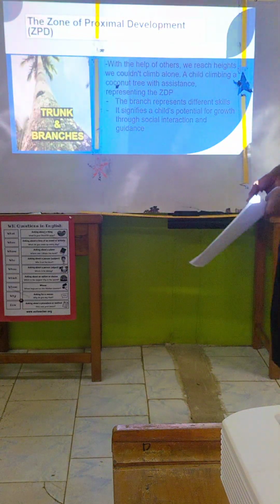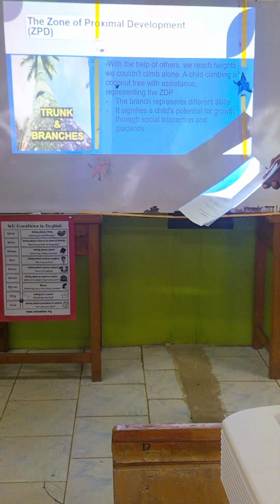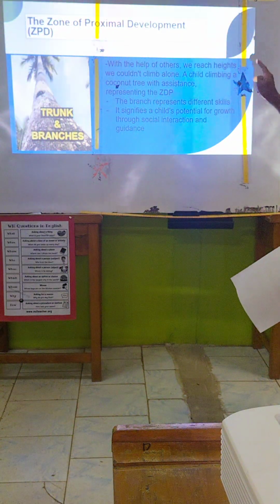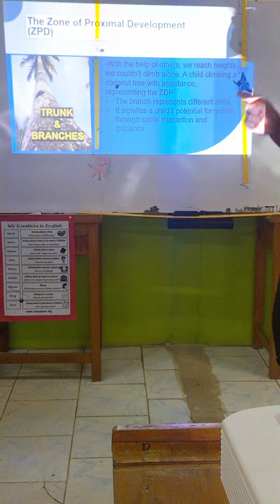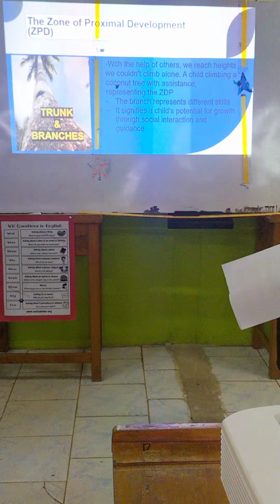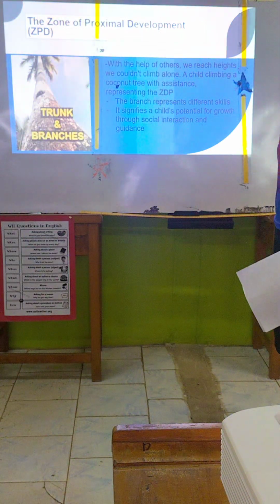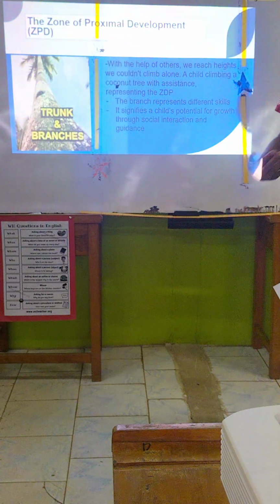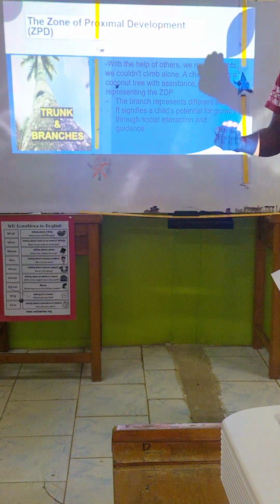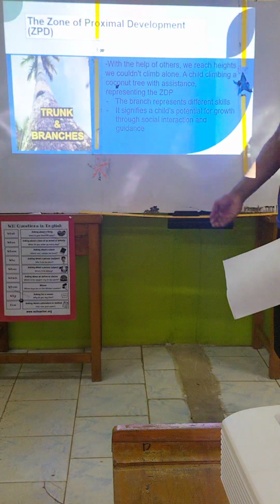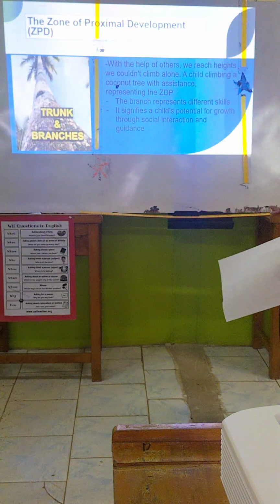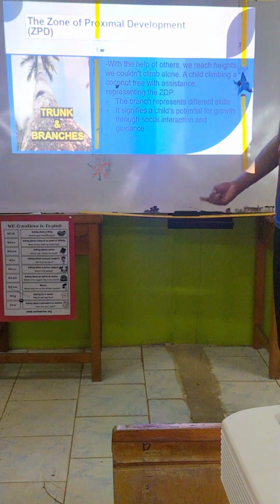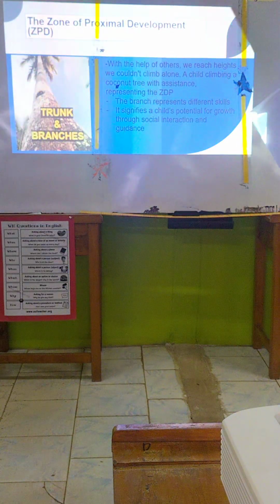Okay, number 2, I used trunk and branches. With the help of others, we reach heights we couldn't climb. So a child climbing a coconut tree with a sister represents the zone of proximal development. Okay, so in order for us to assist the child to climb that tree, we have to provide a ladder. Okay, a ladder can signify support. The branch represents different skills. It signifies a child's potential for growth through social interaction and guidance.